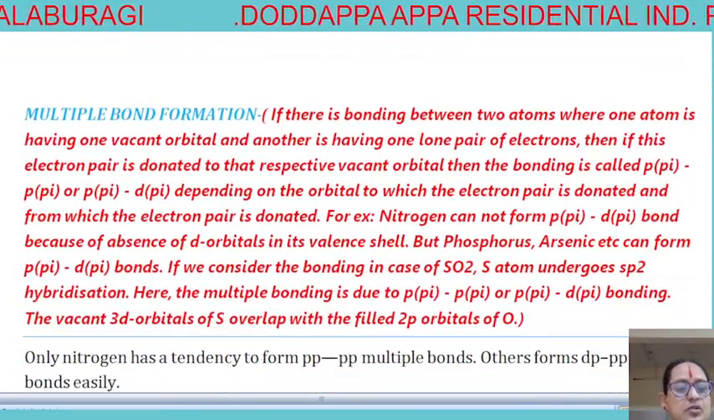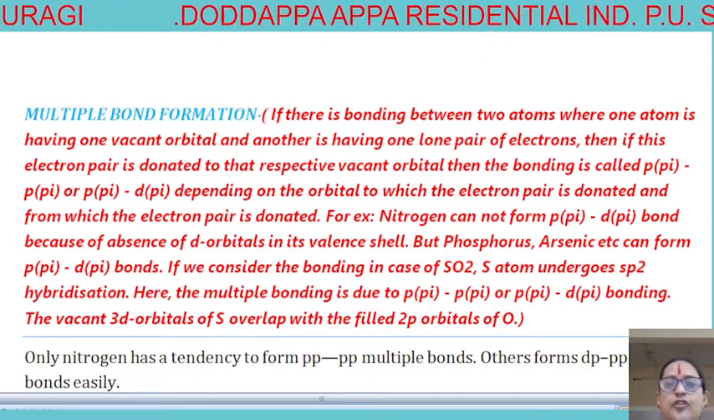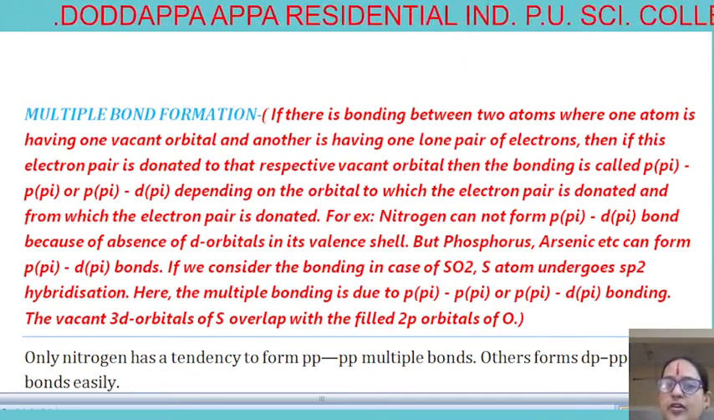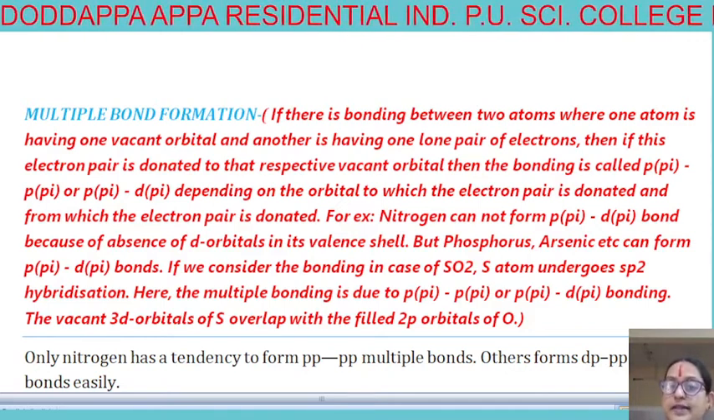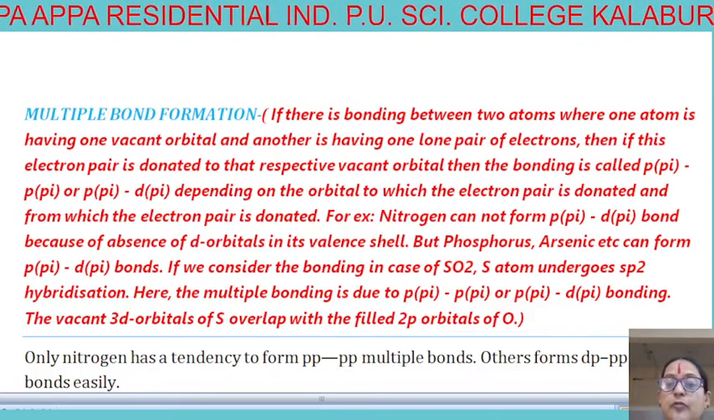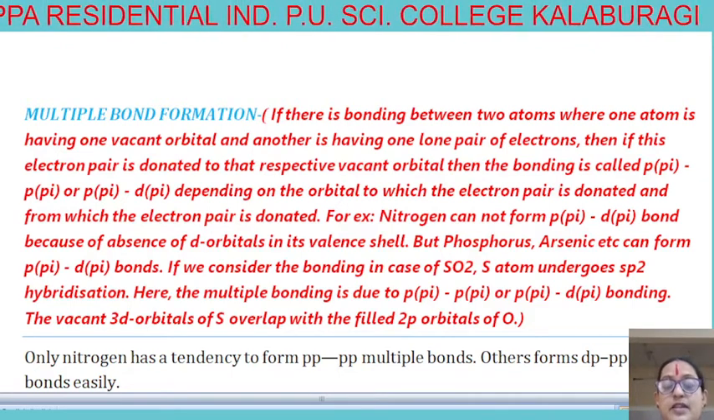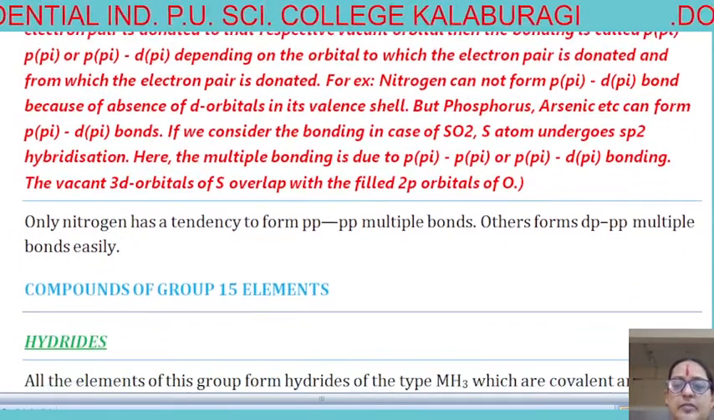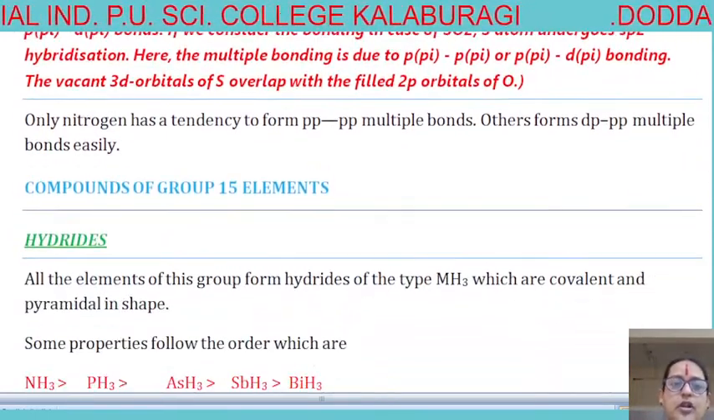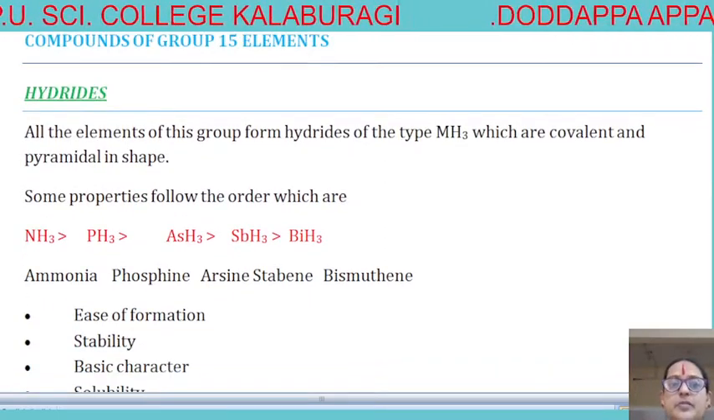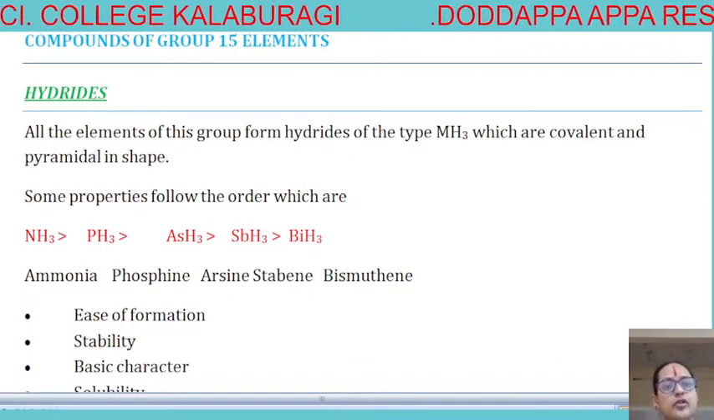Why? Because nitrogen's atomic number is 7, and its electronic configuration is 1s2, 2s2, 2p3. That means it has 5 electrons in its last orbit. After 2p, we do not have 2d available. Therefore, nitrogen can form only p-pi bonding, whereas the rest can form p-pi d-pi bonding. This is the anomalous behavior of nitrogen: it forms p-pi multiple bonds, whereas others form p-pi d-pi multiple bonds due to availability of d orbitals.